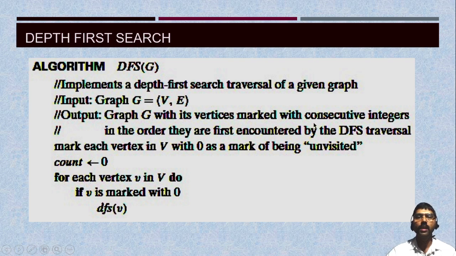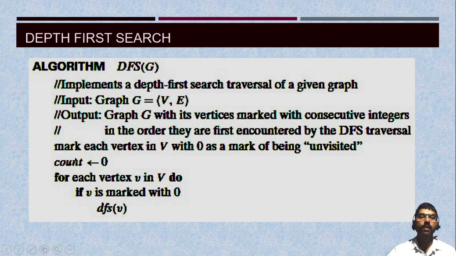Marked with some integer value. The node which is visited first is marked with 1. The node which is visited next is marked 2. Like that, each vertex is marked with some integer number. That order it will return.